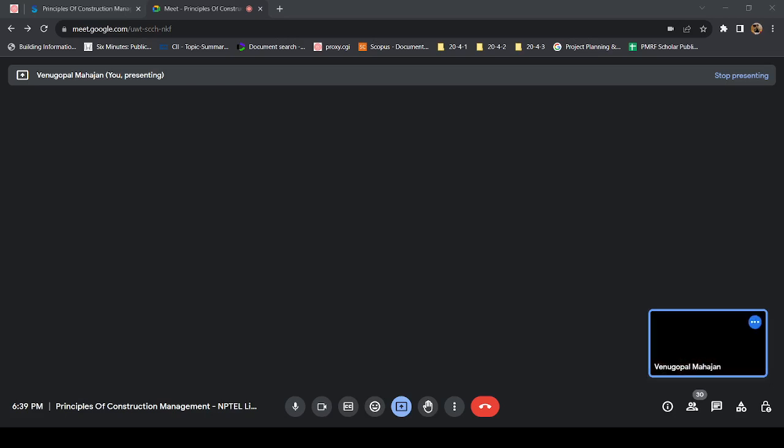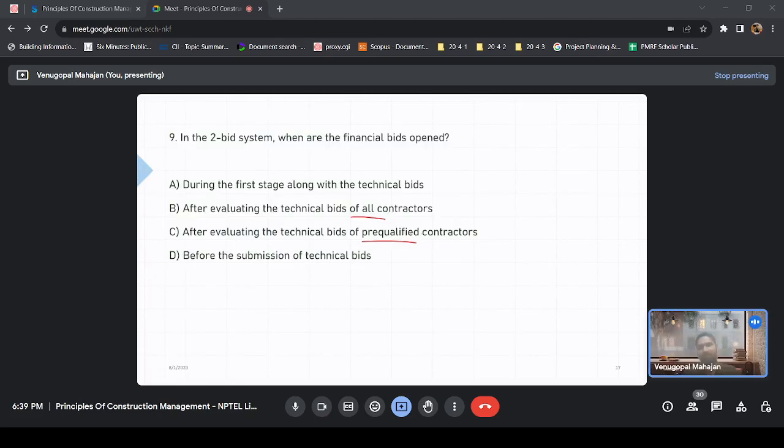When are the financial bids opened? Similarly, after the evaluation of the technical bids, right? But which ones? All contractors or pre-qualified contractors? Pre-qualified contractors. Option C. Okay, C.